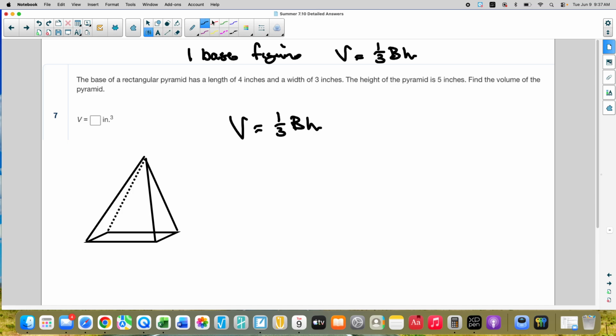It has a length of 4 inches. It has a width of 3 inches, and then the height of 5 inches. Notice it's not going to be the slant height. It's actually going to be the interior height. We talked about that earlier. So that interior height is going to go here, and that's going to be 5 inches.